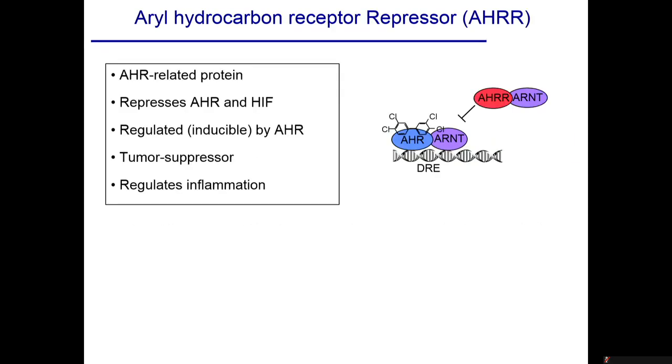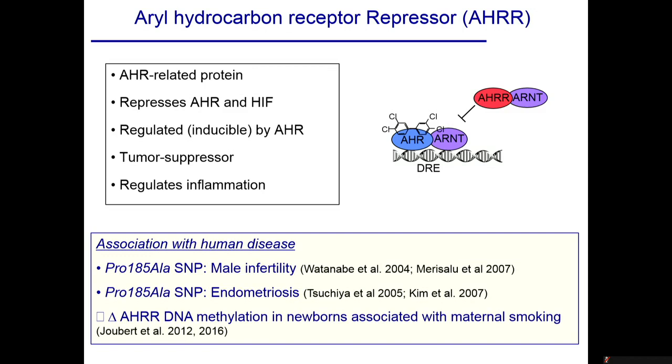Now, the AHR repressor is an AHR-related protein. It represses not only the AHR, but other proteins, including HIF, hypoxia-inducible factors. It's regulated by the AHR, so it forms a negative feedback loop and serves to control AHR function. It's also known as a tumor suppressor gene and can regulate inflammatory processes. AHRR also has clinical relevance. A common protein polymorphism in AHR repressor in humans has been linked to infertility and endometriosis. And the AHR repressor promoter is hypomethylated in newborns associated with maternal smoking.